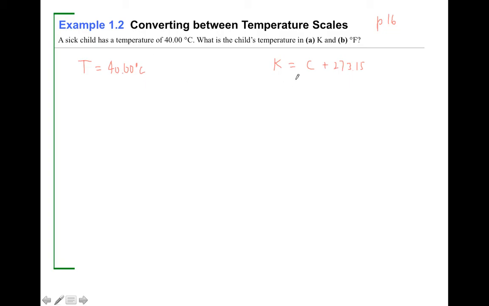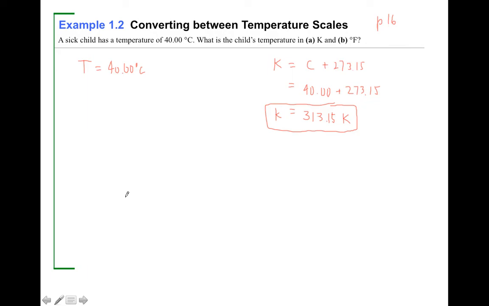Okay, so what we're going to say then, well, we're looking for Kelvin, and we already know Celsius is what we're given, so we just plug that in there. 40.00 plus 273.15. You add those together, and you get, let's hope I got this right, 313.15, and that's now kelvins, right? So that's the temperature in kelvins. Okay, there's the answer to part A.